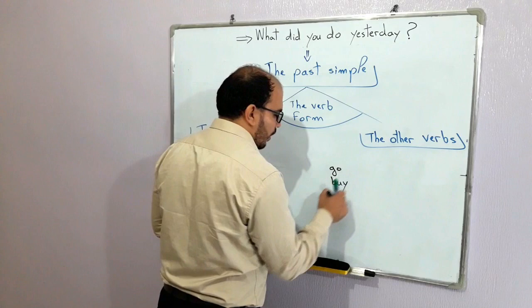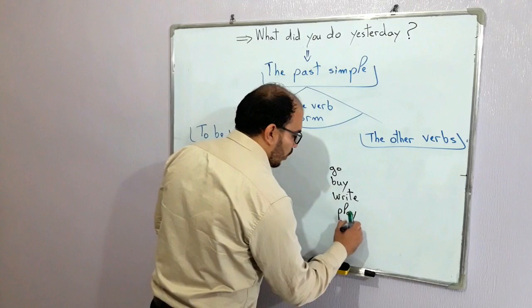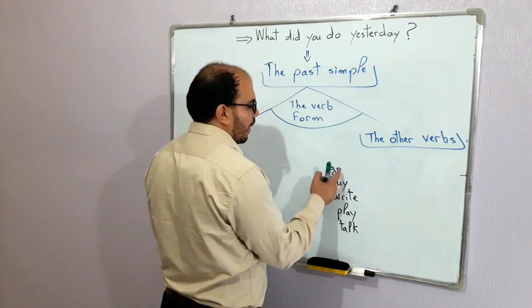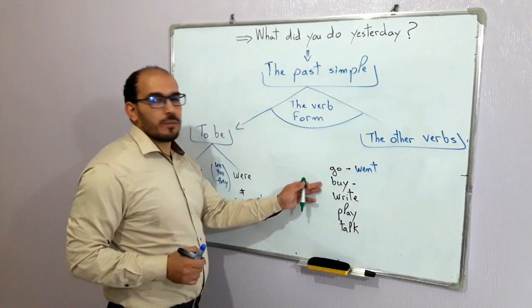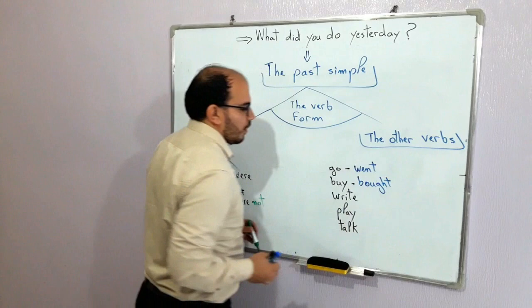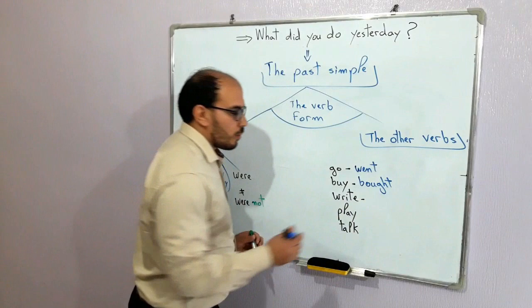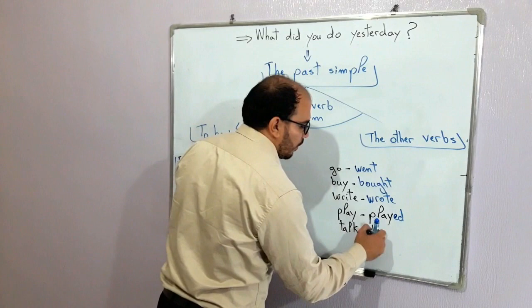But when we speak about the other verbs, for example, we have the verb go, we have the verb buy, we have the verb write, we have the verb play, we have the verb talk, okay? And of course we have other verbs. So when we have the verb go, in the past it becomes went. When I have the verb buy, the past simple is bought. For the verb write, in the past it is wrote. For the verb play, it becomes played. For the verb talk, it becomes talked.